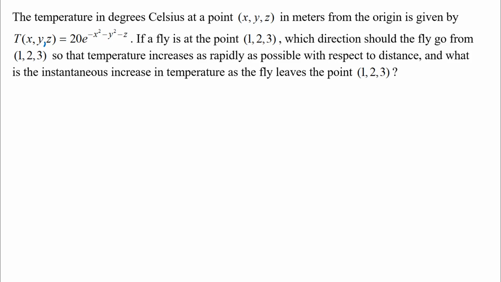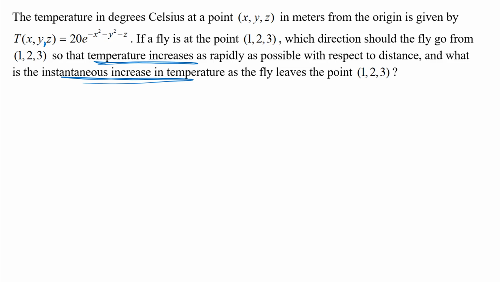We used this for some directional derivative examples. But here we've got the same temperature function and the same point that we had before, but we're asked something slightly different. We're asked what direction we should go from a particular point so that temperature increases as rapidly as possible with respect to distance, and what is the instantaneous increase in temperature as we leave that point. These are both just direct applications of the gradient vector.